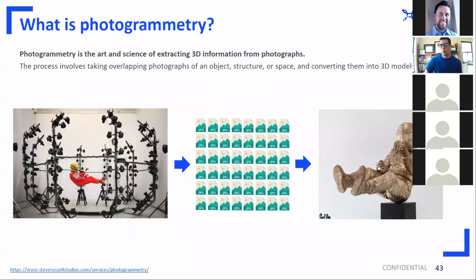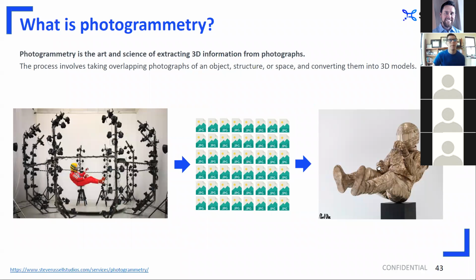Before we dive more into those best practices when it comes to 3D mapping vegetation, let's first talk about photogrammetry. So what is photogrammetry exactly? Well, photogrammetry is the art and science of extracting that 3D information from photographs. This involves taking overlapping photographs of an object, structure, or space and converting them to a 3D model.